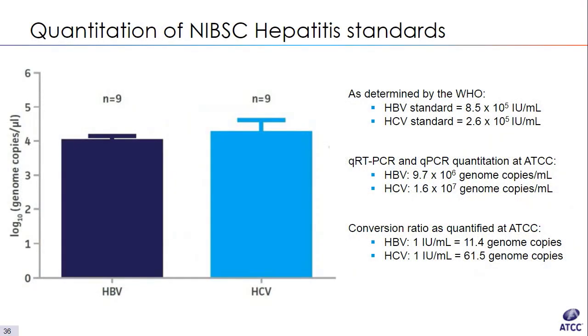Because the NIBSC reports infectious units per milliliter, we were also able to calculate the number of genome copies in an infectious unit as being 11.4 genome copies per IU for the hepatitis B reagent and 61.5 genome copies per IU for the hepatitis C reagent.